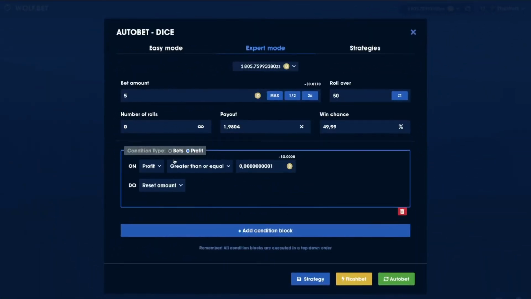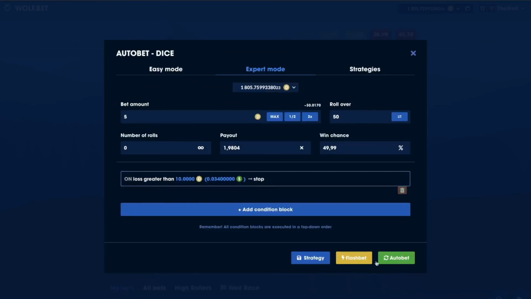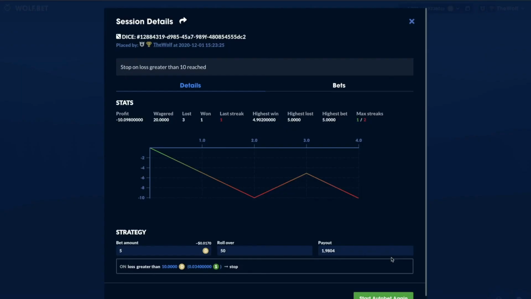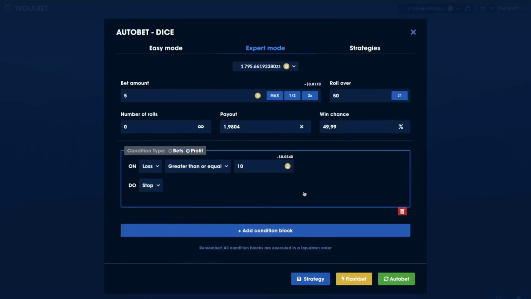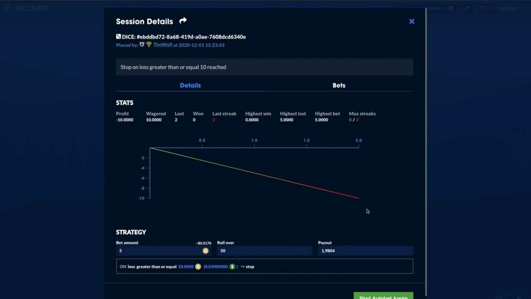You can also use the loss factor to trigger an action. In this example, I want my bet to stop when I have a loss bigger than 10 dodge. I choose on loss greater than and type 10. I select the action to stop, and now my bet will stop once I have a loss bigger than 10 dodge. If I chose on loss greater or equal to 10 dodge, an exact value of 10 dodge loss would also stop my bet.